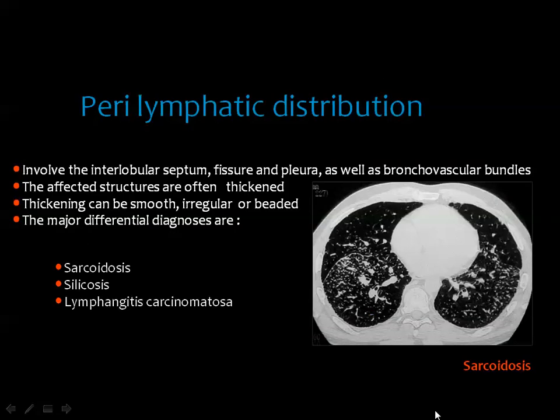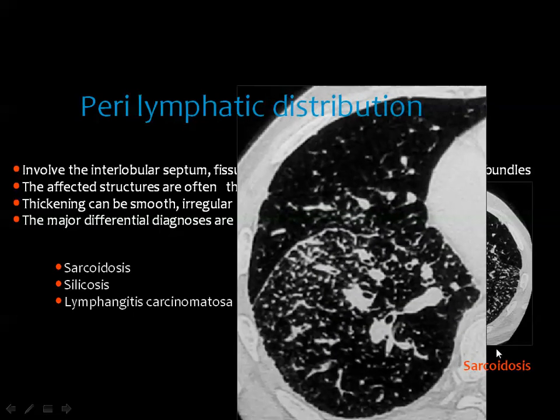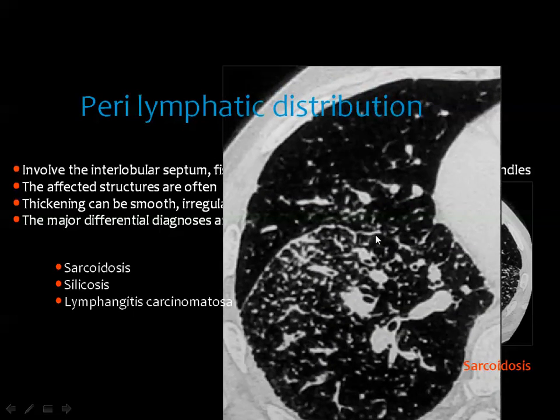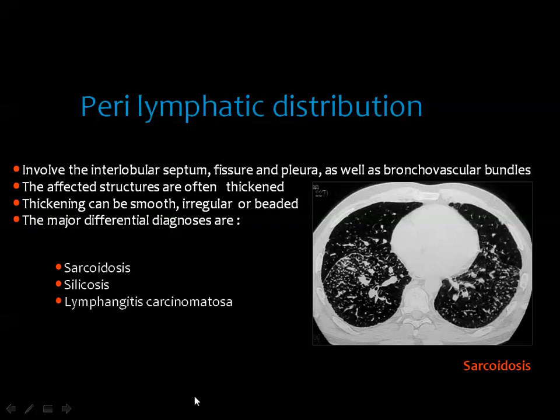Then this is a very good example of a perilymphatic distribution, where you can see, if you enlarge this image, and you see the fissure is thickened and you see nodules arranged along the fissure. Then some of the nodules are arranged along the septal lines, and by this we mean that we are dealing with this distribution, which is known as perilymphatic distribution.